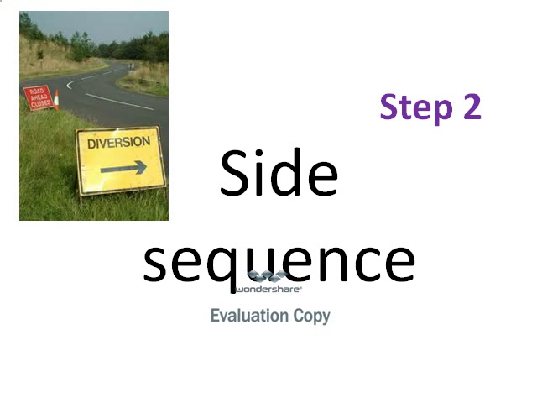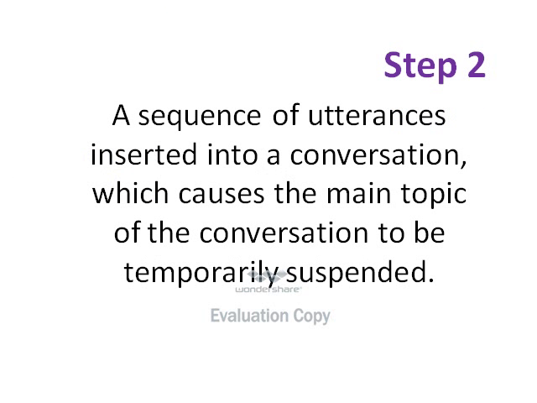Okay, so step 2 is quite a large section, and sequences are in there. So this is a sequence of utterances inserted into a conversation which causes the main topic to be temporarily suspended. This happens all the time, so it's basically you've just had a change of direction or a diversion away from the topic, and you start talking about something related, although kind of slightly off topic. This happens quite a lot.